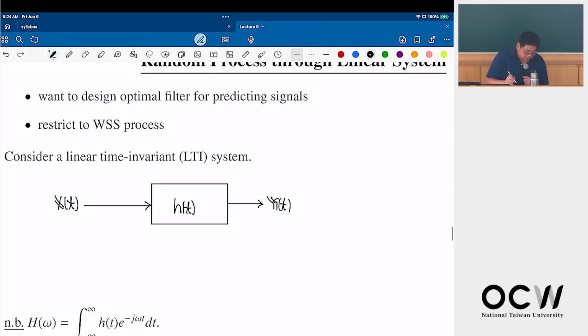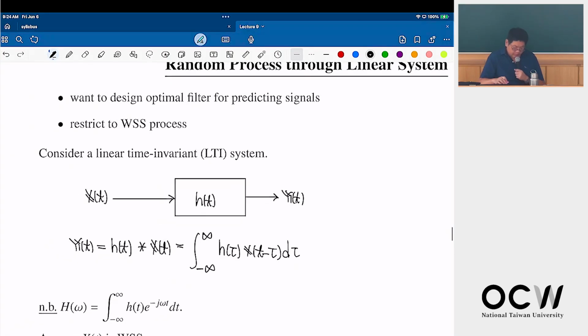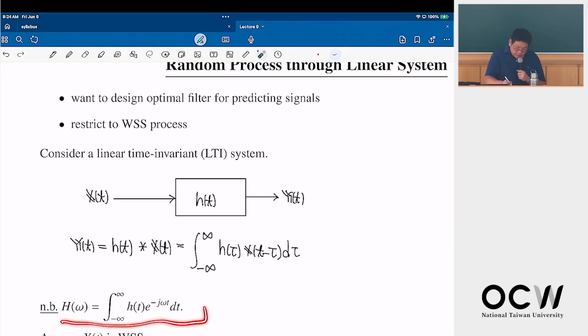So the output is the convolution of your impulse response and your input X. When we do the convolution, H is the impulse response. This is a general form.